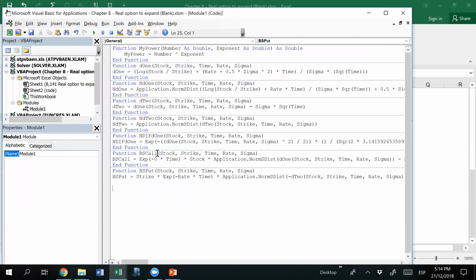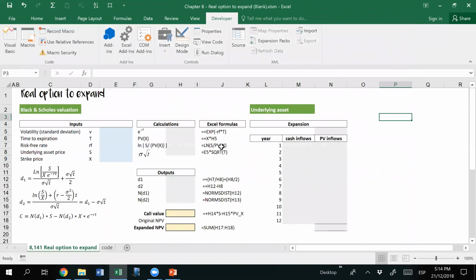We are naming BSCall and BSPut, but BSCall will be the function we are creating for Black-Scholes, and it depends on the 5 variables in this order: stock, strike, time, rate, and sigma. So here we can simply put all the inputs. Volatility was 25%, time to expiration 2 years, risk-free rate 3%, underlying asset price, the present value of all the cash flows here at 12% discount.